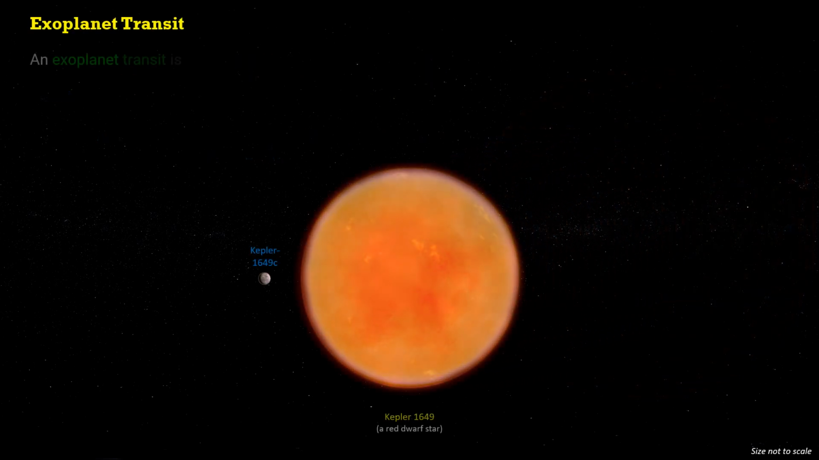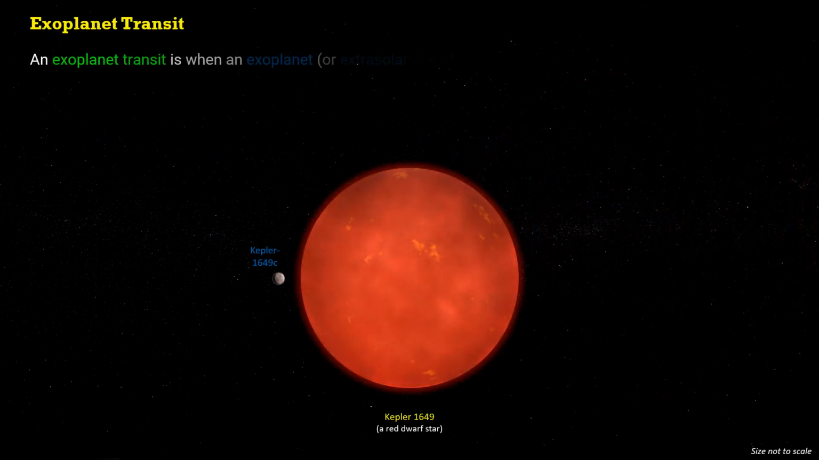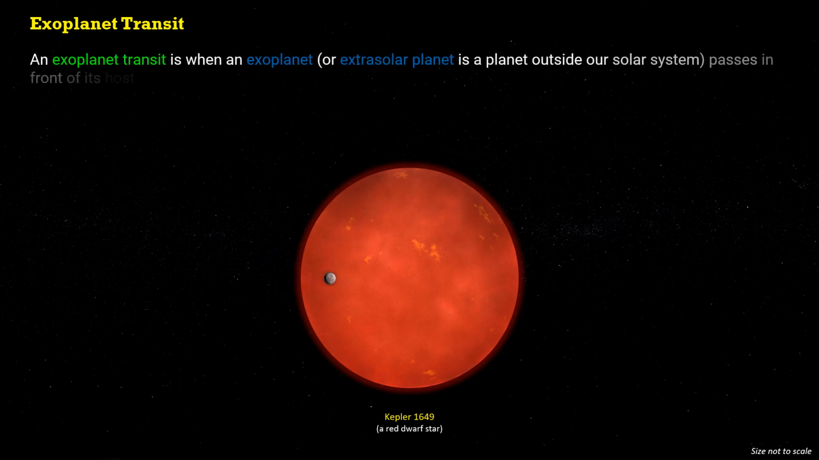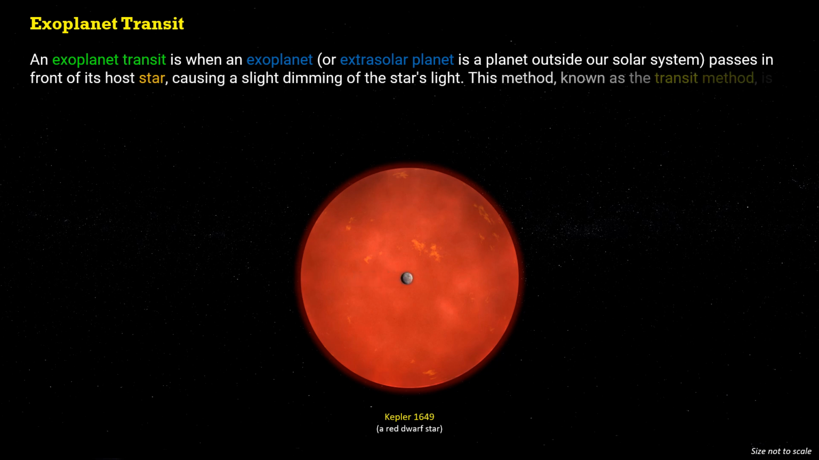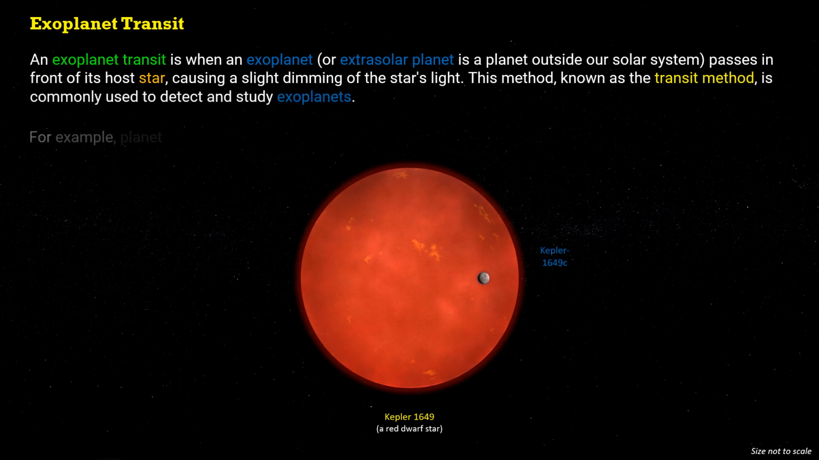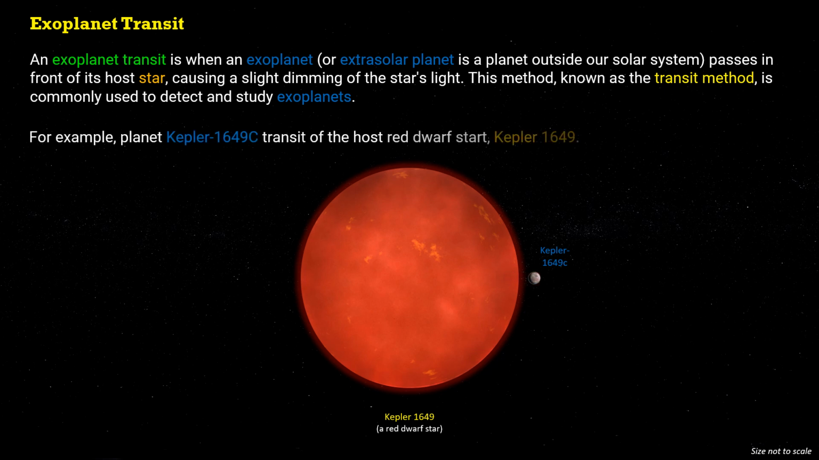An exoplanet transit is when an exoplanet, or extrasolar planet, a planet outside our solar system, passes in front of its host star, causing a slight dimming of the star's light. This method, known as the transit method, is commonly used to detect and study exoplanets. For example, planet Kepler-1649c transits its host red dwarf star, Kepler-1649.